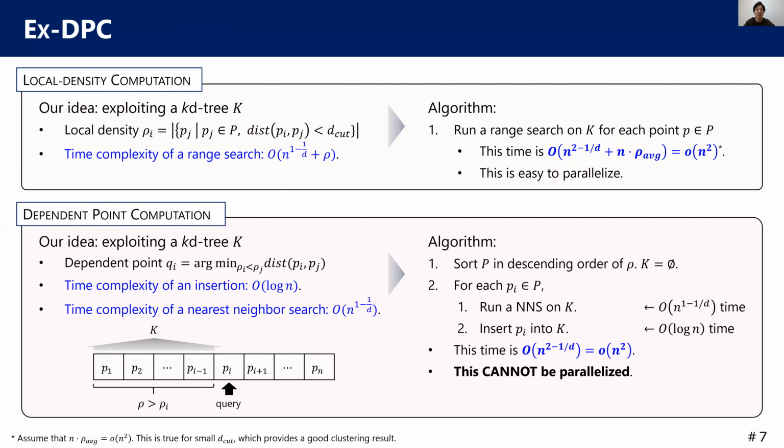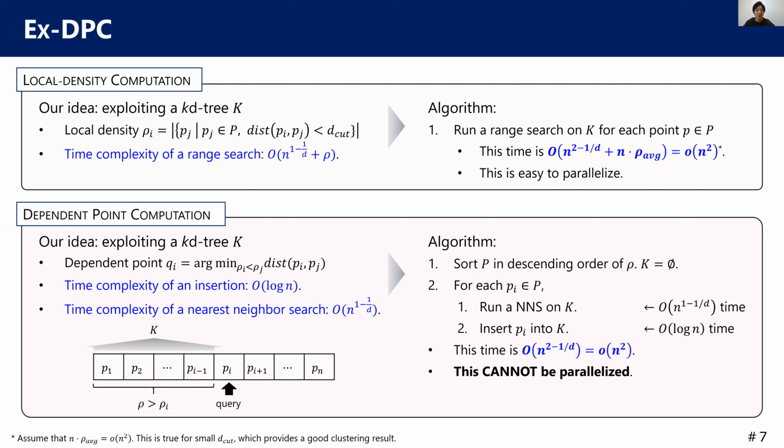Our idea is simple, exploiting a KD tree. Let's see the definition of local density again. It corresponds to the size of range search, where the query is each point and the radius is dcut. We use a property of KD tree. A range search on a KD tree needs sublinear time to the data size. Then our algorithm is super simple. Run a range search on the KD tree for each point. This time is sub-quadratic time. Clearly, this algorithm is easy to parallelize.